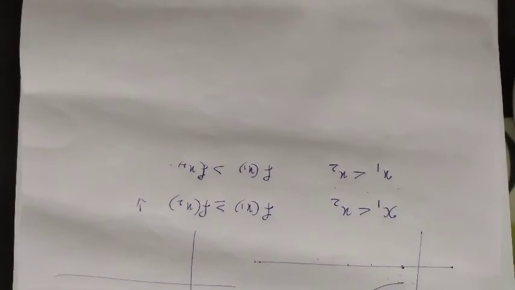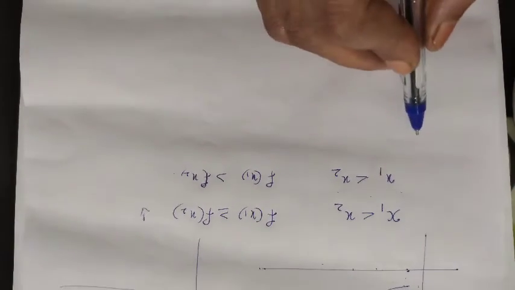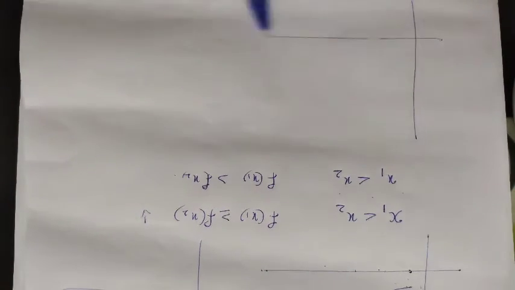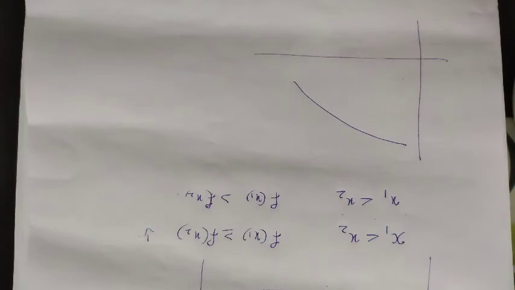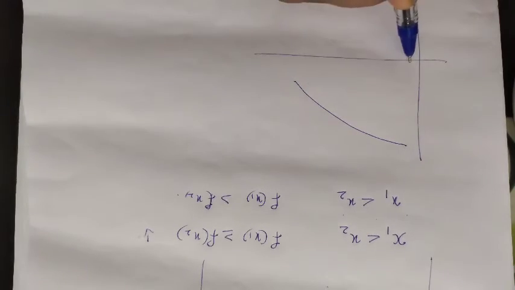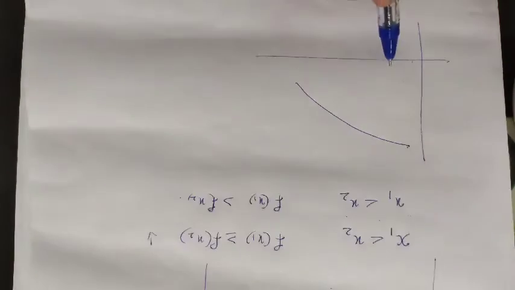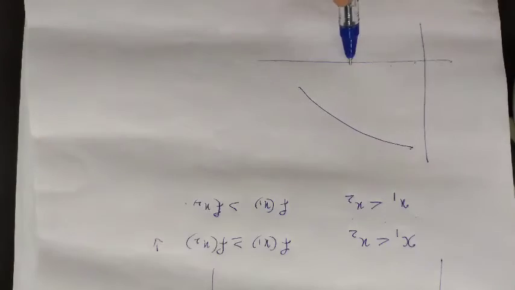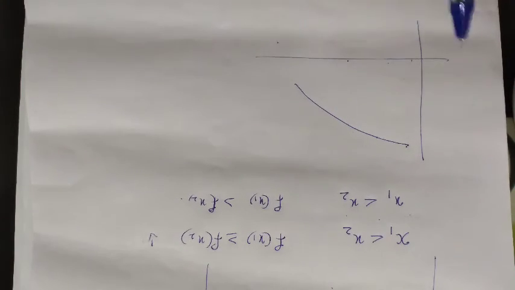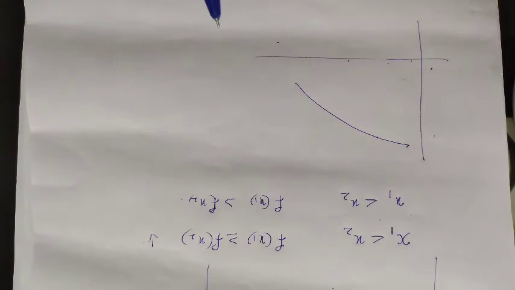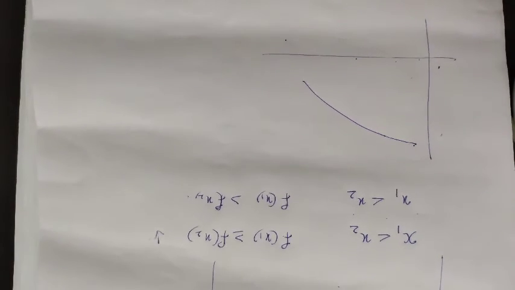Then I will show a graph for decreasing and strictly decreasing. Similar to the previous one, this is strictly decreasing. How is it strictly decreasing? The first point is 5 or something. The next point, decreasing. Next point, decreasing again. That means at each and every point of x, the image f of x is decreasing. That means it is strictly decreasing.